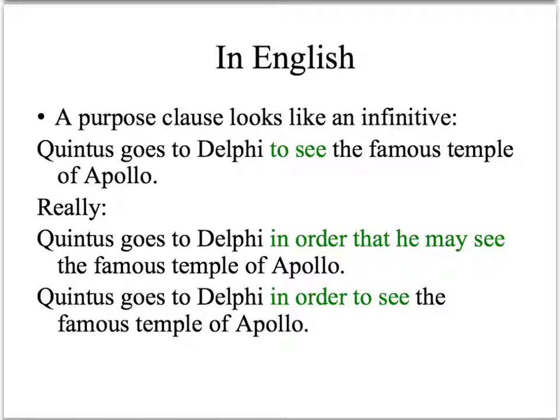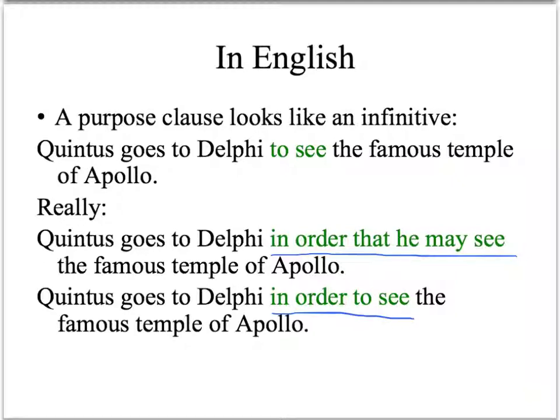In English, a purpose clause looks like an infinitive. In the sentence, "Quintus goes to Delphi to see the famous temple of Apollo," what I'm really saying is Quintus goes to Delphi in order that he may see the famous temple of Apollo. Or I could shorten it a little bit more: Quintus goes to Delphi in order to see the famous temple of Apollo.